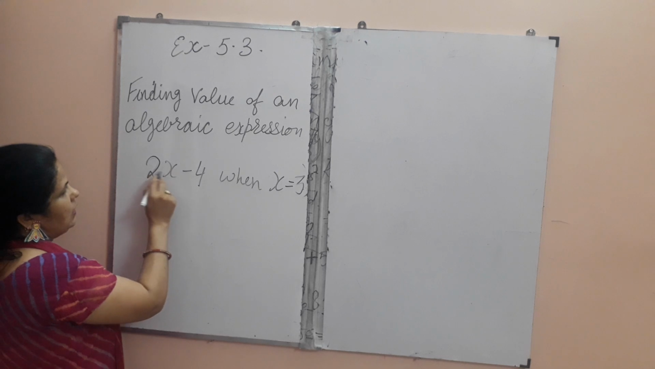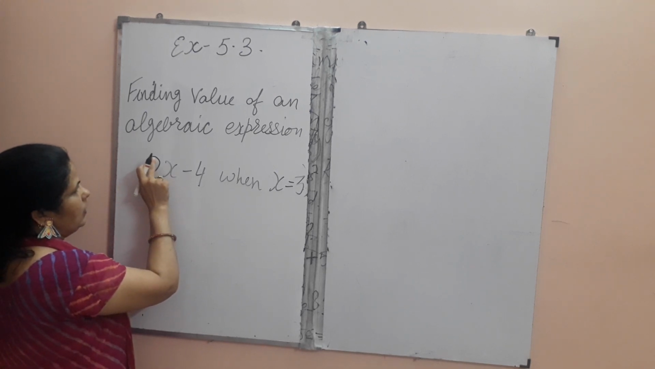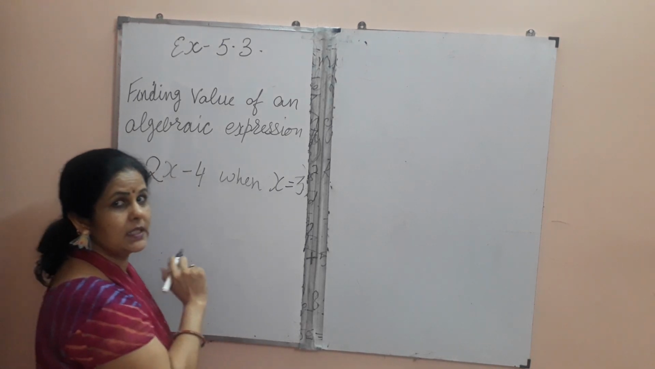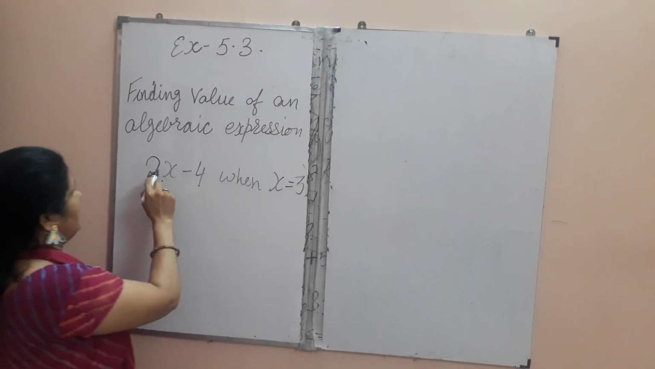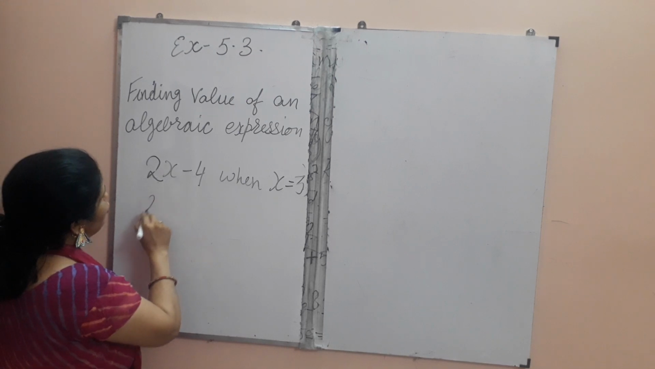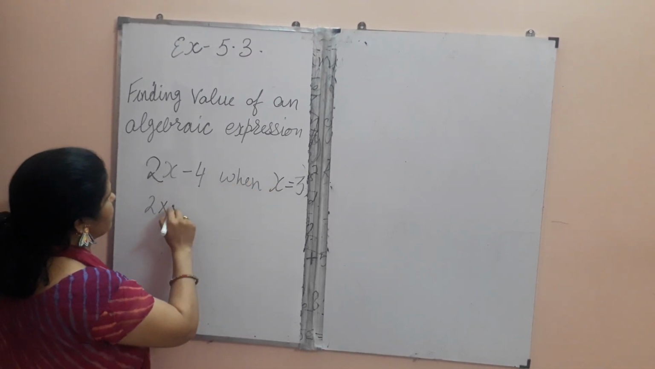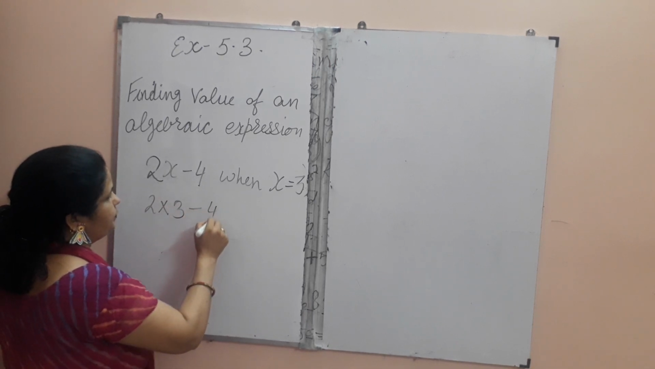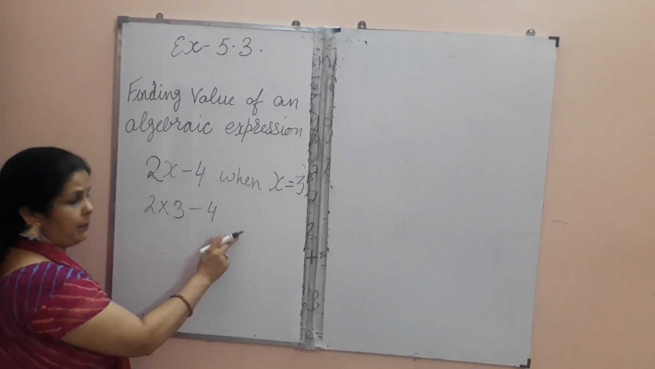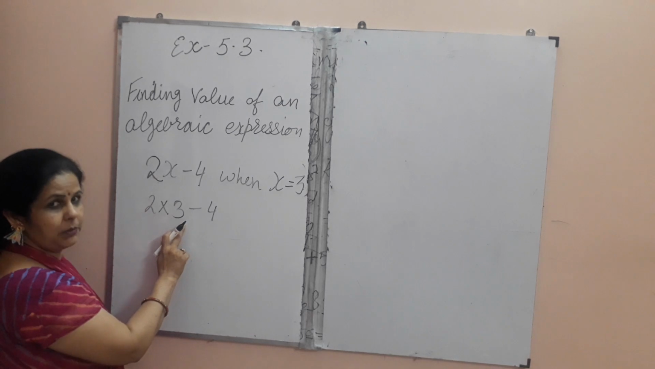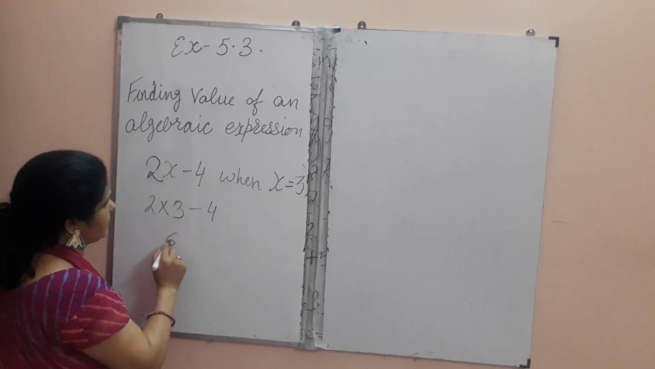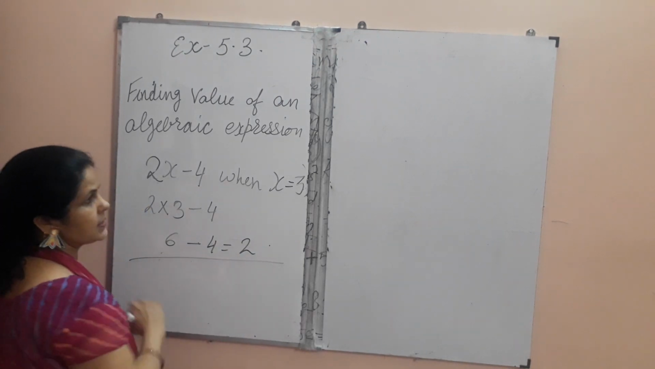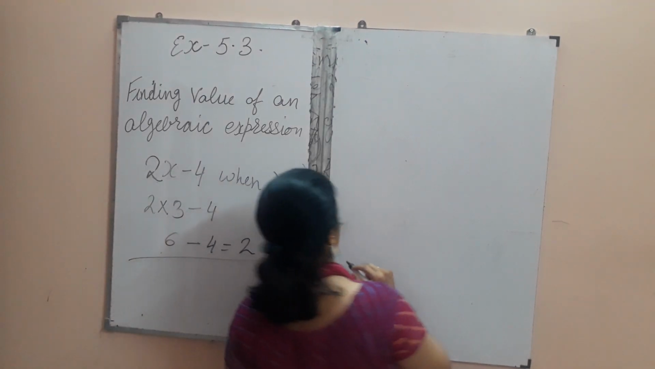First we will see what the operation is between the variable and the number. If there is no sign, it means there is multiplication. So 2 into the value of x, which is 3. In place of x we will write its value, minus 4. Now we will use DMAS. In DMAS we solve multiplication first. So 2 3s are 6, minus 4 equals 2. Understood? Let's take one more example.